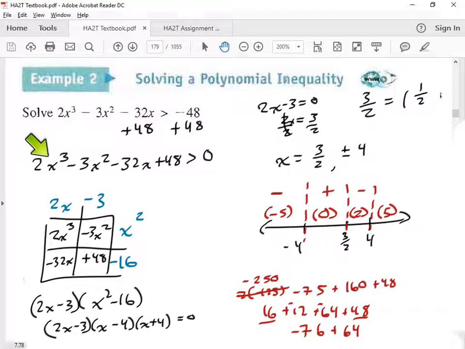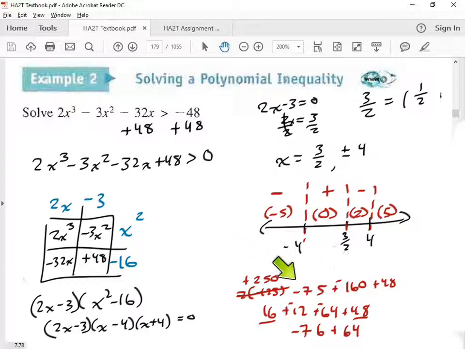Okay, 5 raised to the third power, that'd be a positive 125, right? Or 250. And then this one right here would still be negative because that would be a positive 25 times a negative 3. So that's going to stay. This one right here, negative 32 times 5, that would be a negative 160. So we have a positive 250, a negative 160.